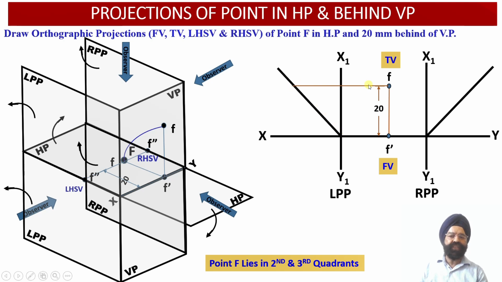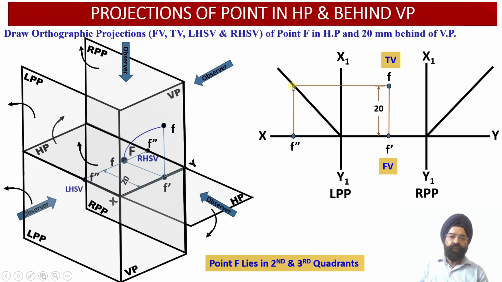Wherever this horizontal projector line intersects with this transfer line, which is available towards the left hand side, from this intersection point we are going to draw a vertical projector line. Now we can check the distance of this vertical projector line from the vertical plane. It happens to be equal to 20 millimeter because this angle of inclination is 45 degree. So this distance will be equal to this distance.